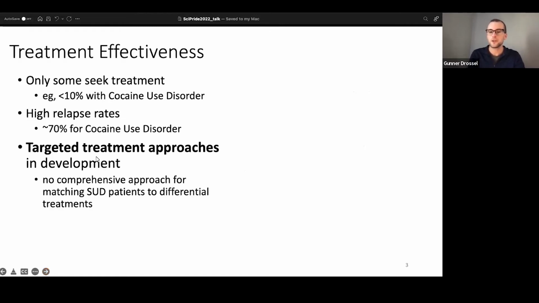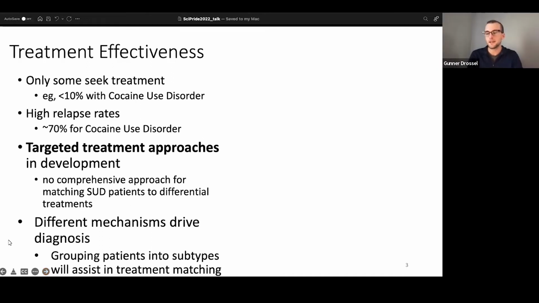And there are some targeted treatment approaches that are in development, such as pharmacological options or drugs that can target different receptors in the brain to treat addiction. However, there's no comprehensive approach for matching someone with a substance use disorder to the different treatments that exist. And we know that different mechanisms drive the diagnosis for different groups of patients. If we can group these patients into subtypes, we can assist in matching them to a specific treatment that's available so that hopefully their treatment is more timely and more effective.